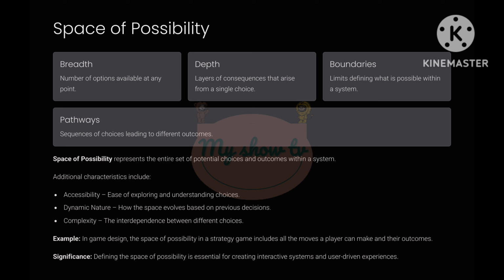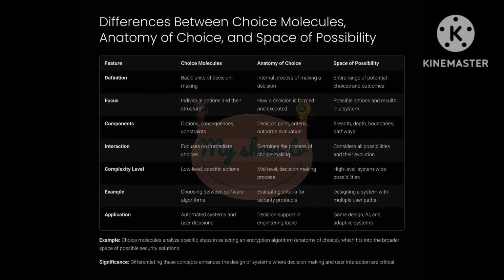7. Design implication. Engineers must define clear boundaries and pathways to make systems usable and intuitive. Example, in a video game, the space of possibility includes every level a player can explore and every action they can take. Significance: understanding the space of possibility helps optimize decision flows, ensuring a balance between freedom and guidance in interactive systems. Slide 4. Differences between choice molecules and space of possibility.